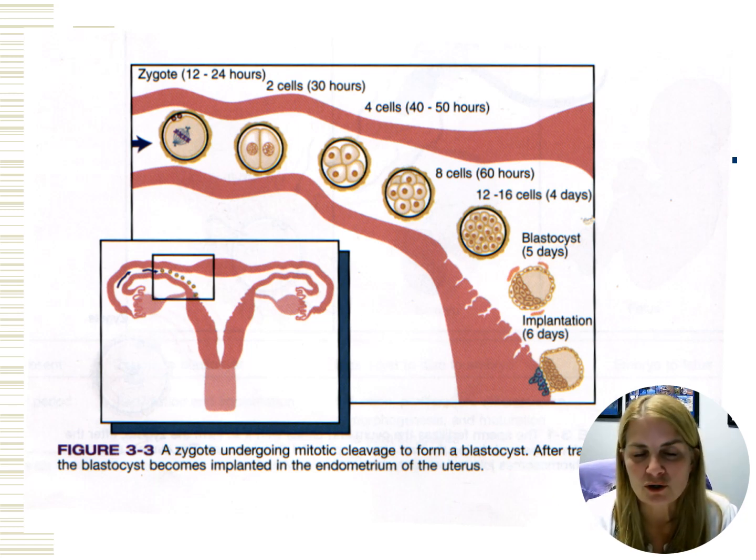So there are 2 cells in 30 hours, there are 4 cells in 40 to 50 hours, there are 8 cells in 60 hours, there are 12 to 16 in 4 days. We've got the blastocyst, where we've got that morula ball of cells that is kind of over to the one side, and implantation occurs on day 6. So it's implanted in the side of the uterus, and then we've got this outer trophoblast and then that inner blastocyst area.